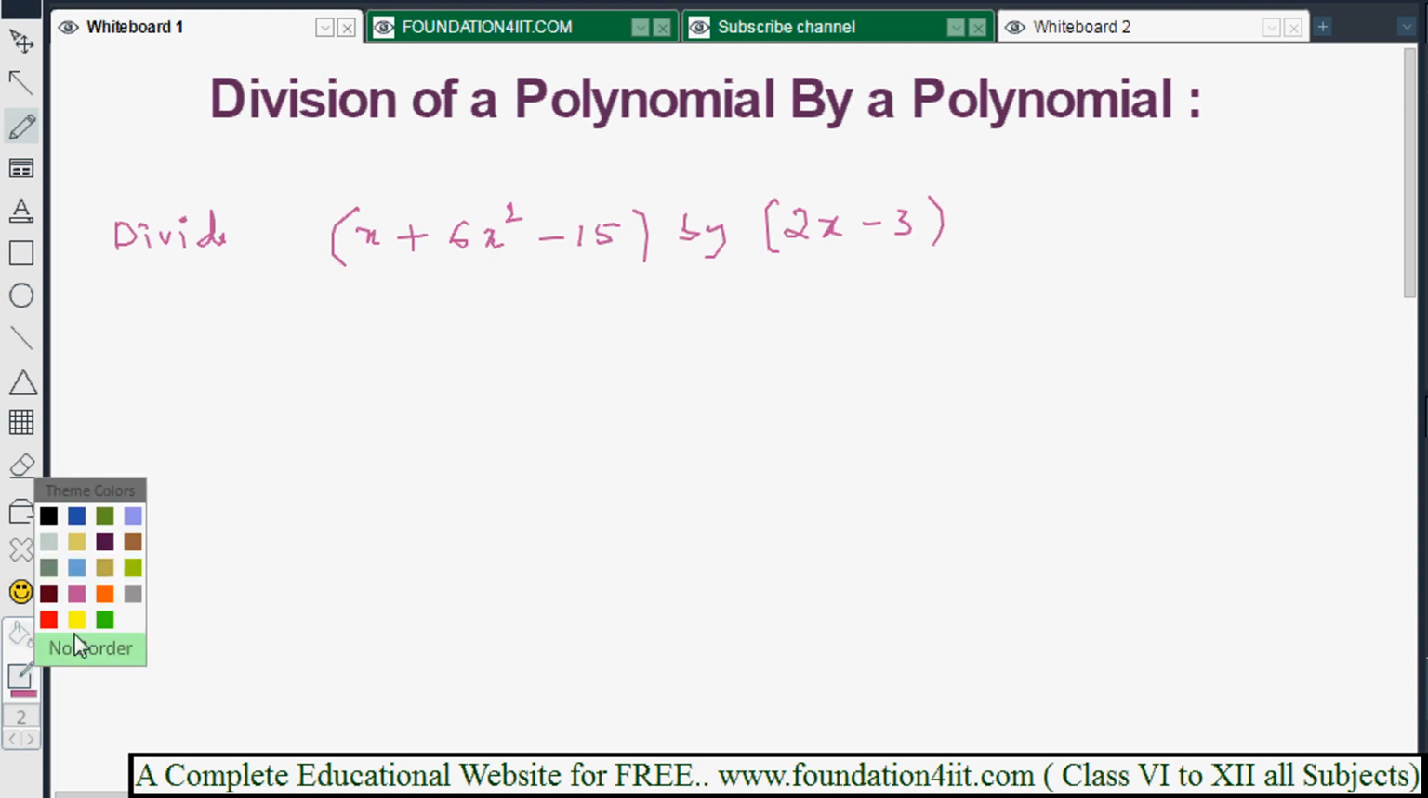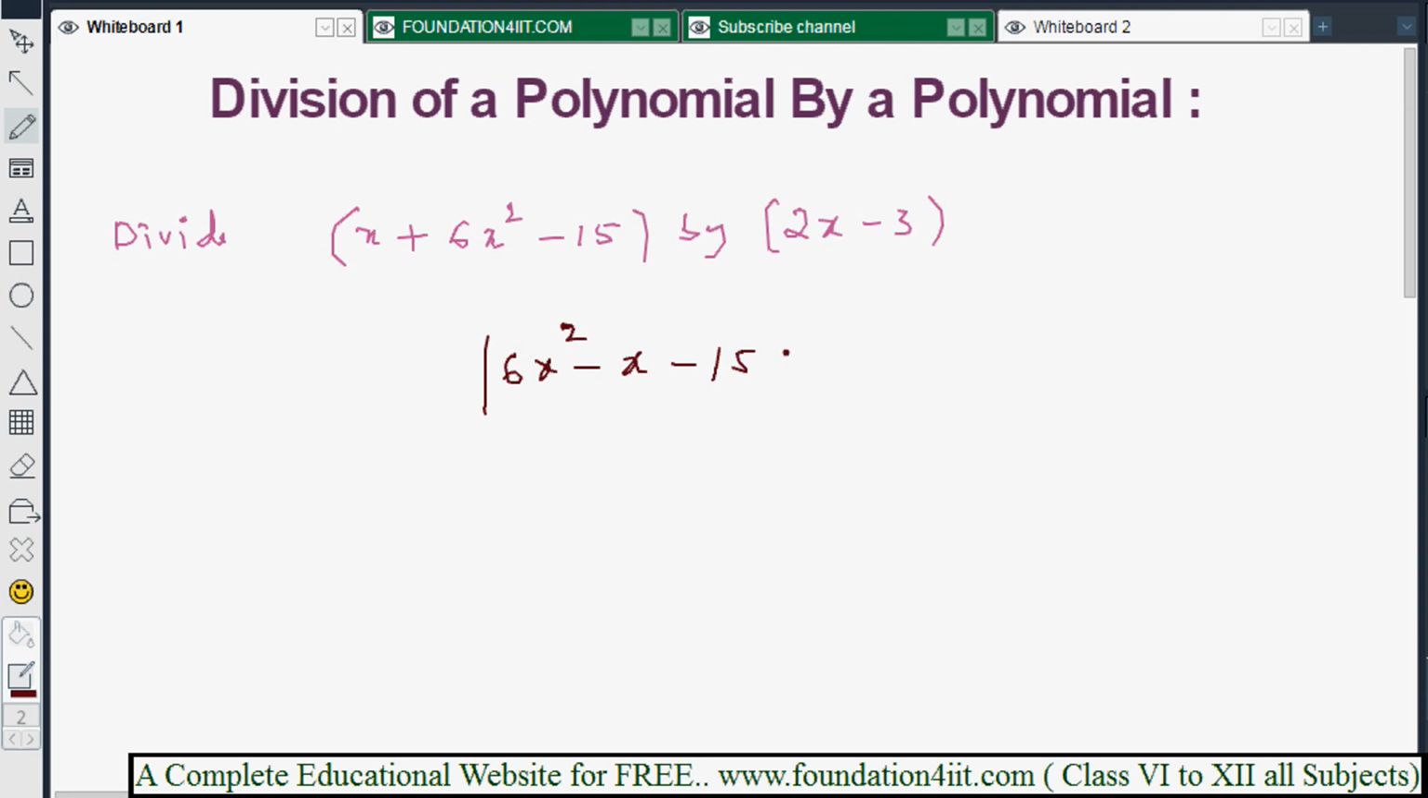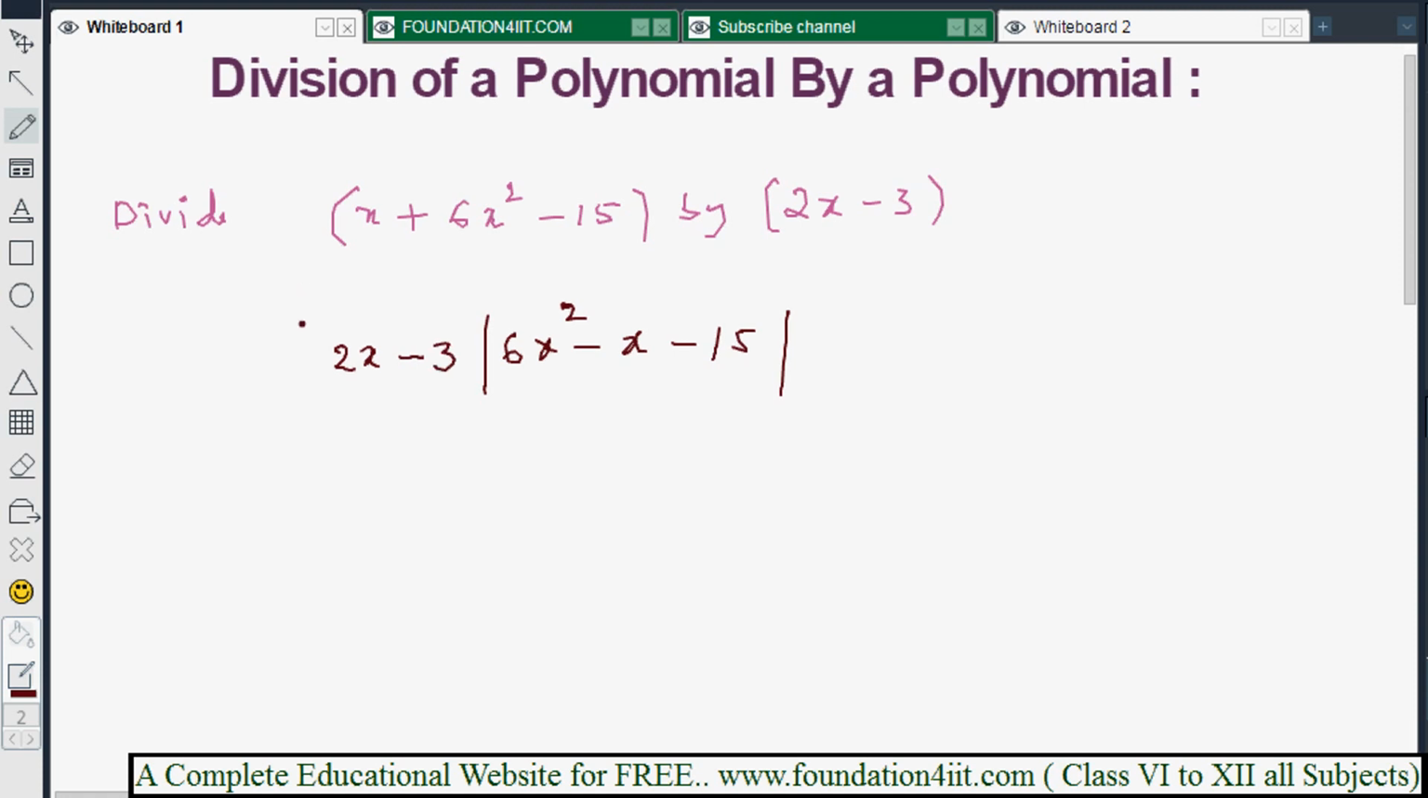So let me take the solution clearly. Now 6x square minus x minus 15. This one I need to divide by 2x minus 3. Okay. Now let us solve this step by step.